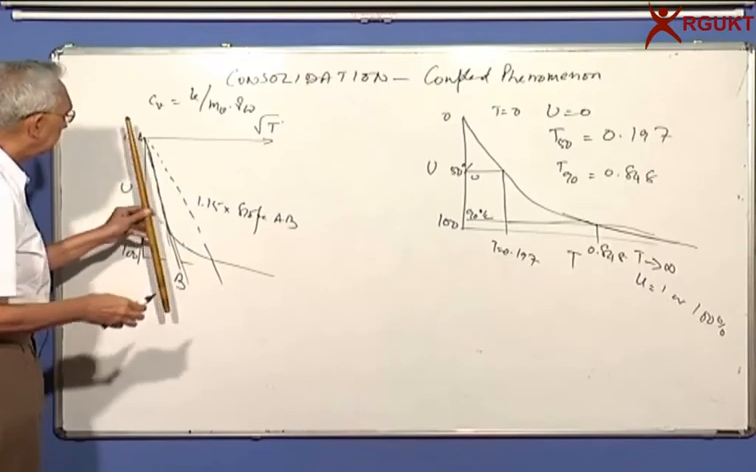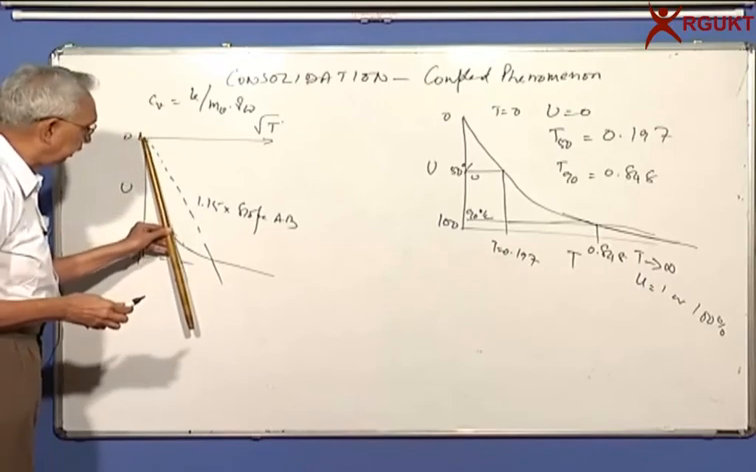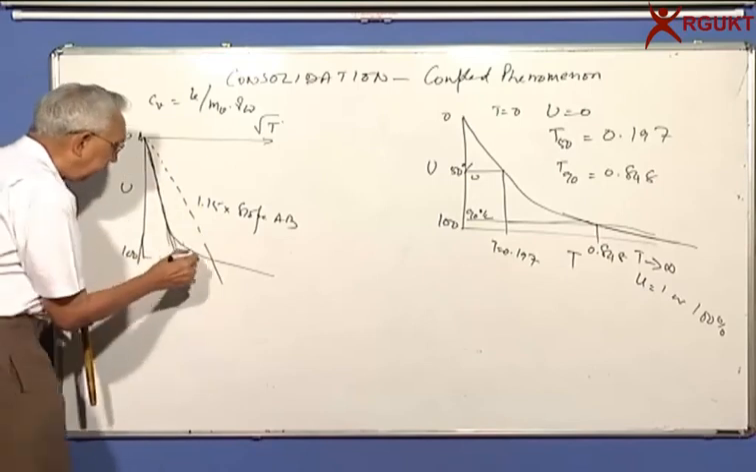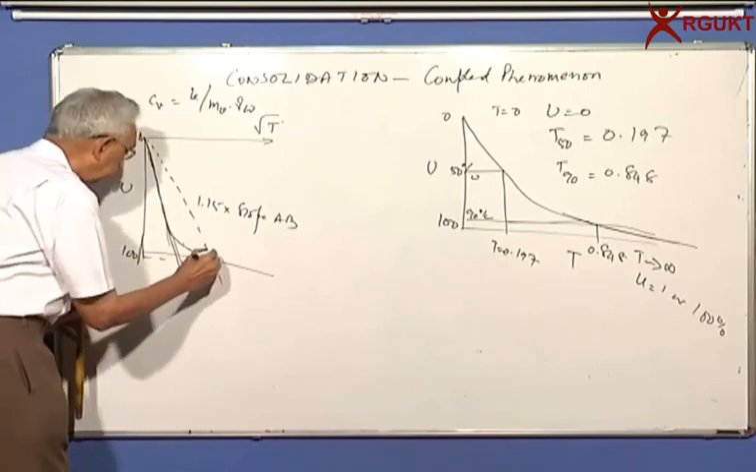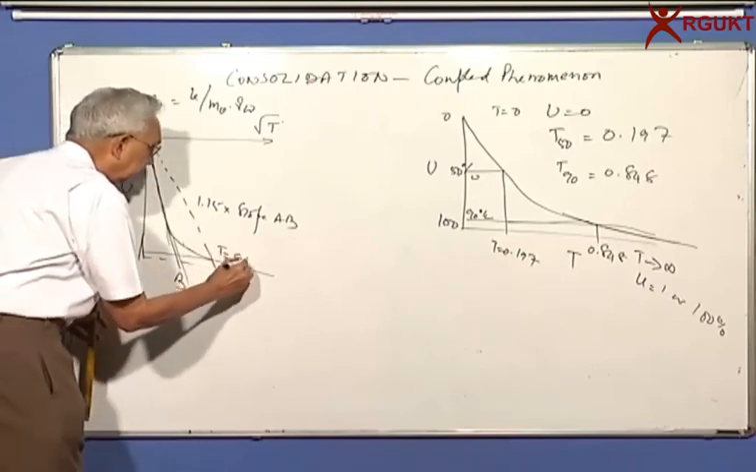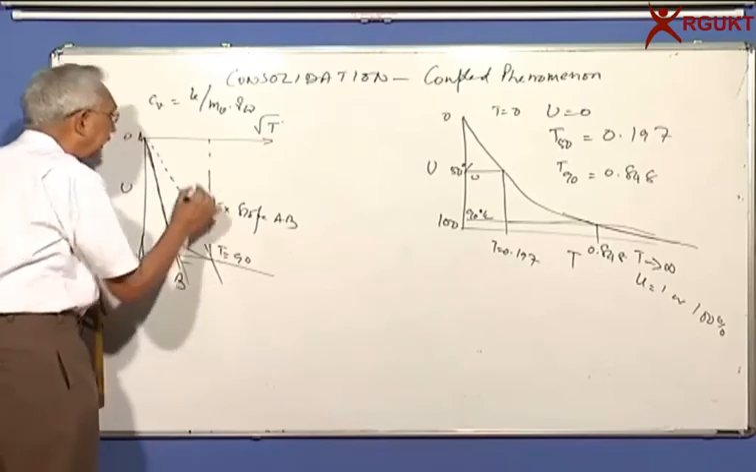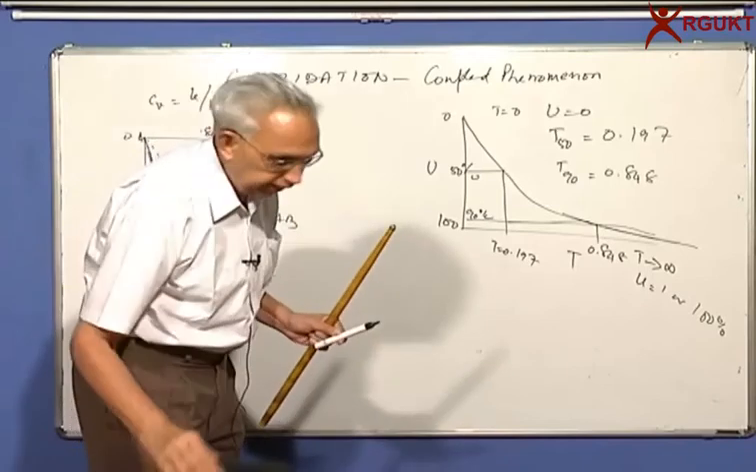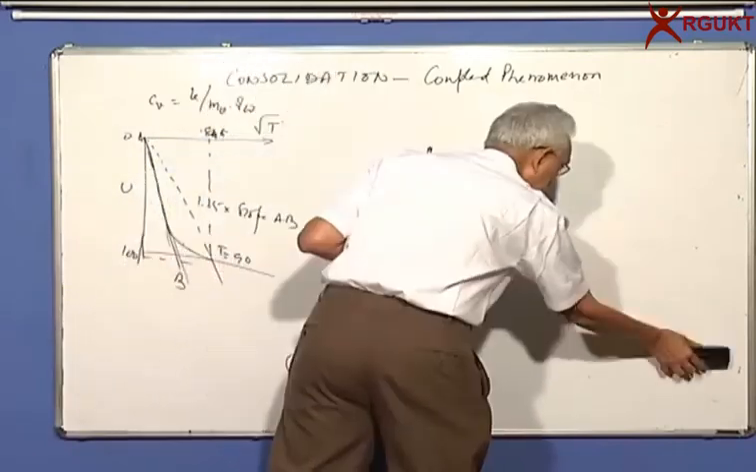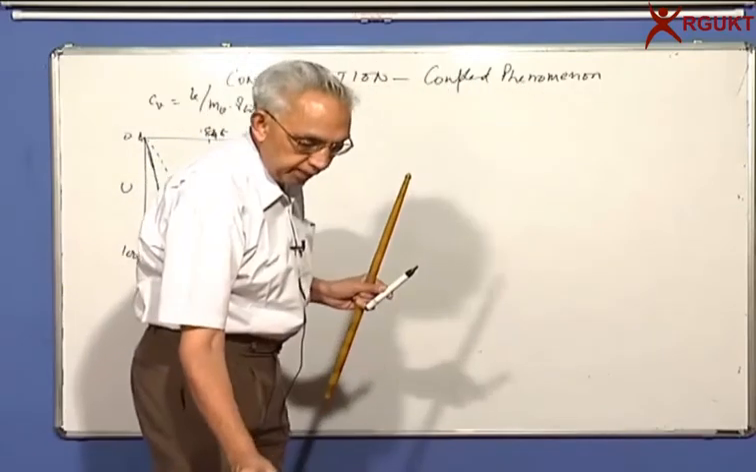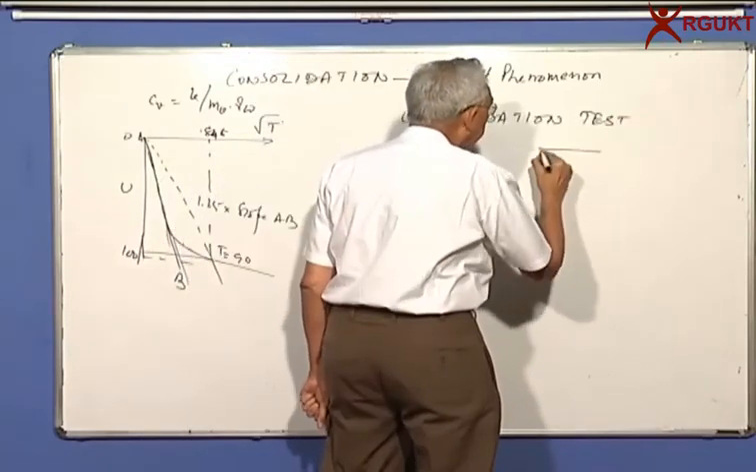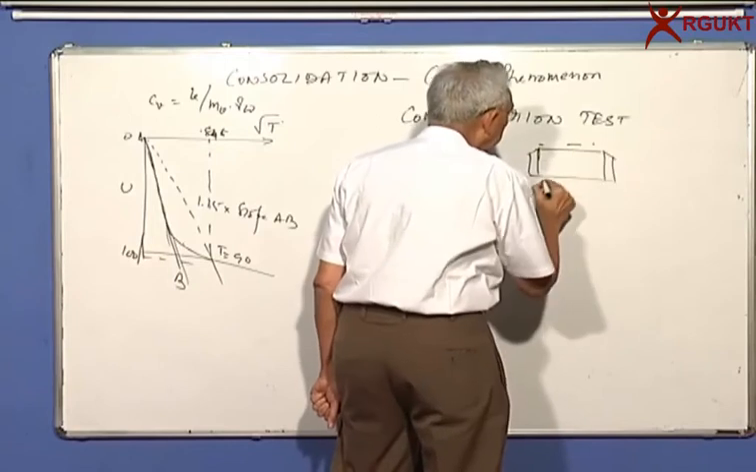I plot the points and I get the slope here, and if I multiply the slope by 1.15, it corresponds to T90. So I get 0.848. So what Taylor said was, you conduct an odometer test. In the laboratory, we do a consolidation test. You take the ring and apply the load.